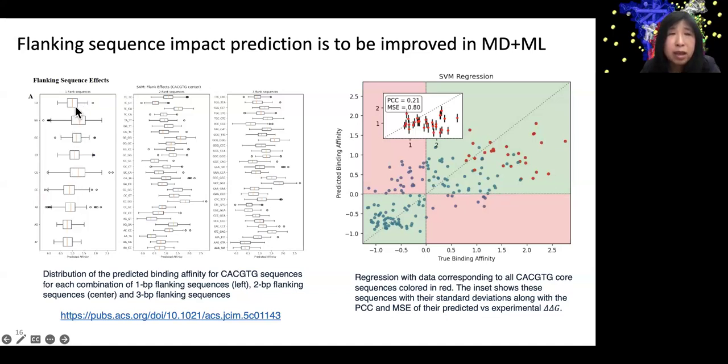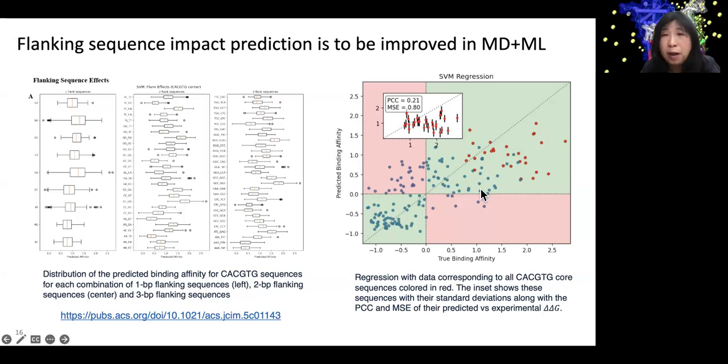Then with this framework, we thought about predicting flanking sequence impact. For example, we take the same core sequence with one base pair, two base pair, and three base pair flanking sequences. We see the energetics do fluctuate more with more flanking sequence. However, if we look at this particular core sequence with different flanking sequences highlighted in red, we see that the prediction and the experimental data are not good at all. This is consistent with our thinking that the protein basically has to move on the DNA to have this flanking sequence effect. So this is something we are working on right now.